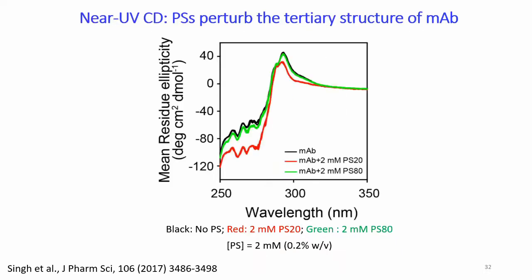Then we have a beautiful probe, near UV circular dichroism, to monitor the tertiary structure of the antibody. So here are the near UV-CD spectra of the antibody before and after adding the polysorbate. Black is the antibody with no polysorbates, red is with PS20, green is with PS80. And you can see very drastic changes in the near UV-CD spectrum when we added PS20. And PS80 also shows a change, but it's very minor.